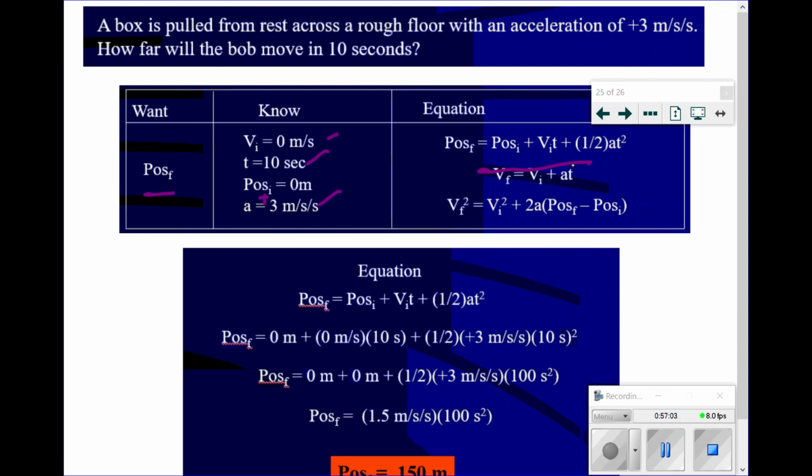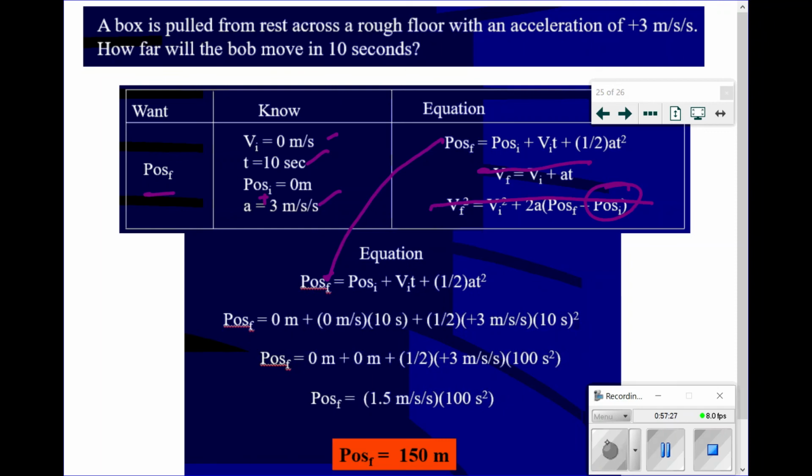But which one? Well, I notice that I do not know position final. This guy requires position final. So this one doesn't work. It's not the equation's fault. I just don't have what it's looking for. So it won't work. So the only thing left is the position equation. So that's the one I'm going to use.